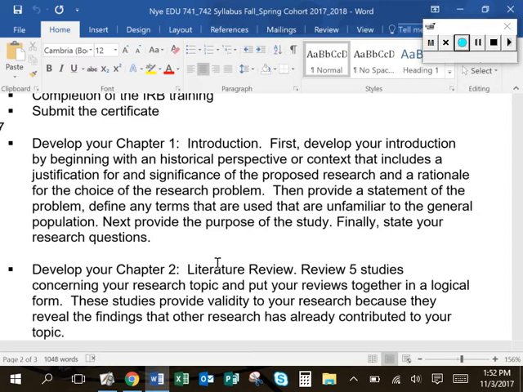You can scale that down to what's appropriate for this course. Length is not necessarily the focus, but rather the quality, to make sure that you've established that historical perspective or context that then justifies and gives significance for that proposed research that you are wanting to do, this action research that you're about to endeavor.